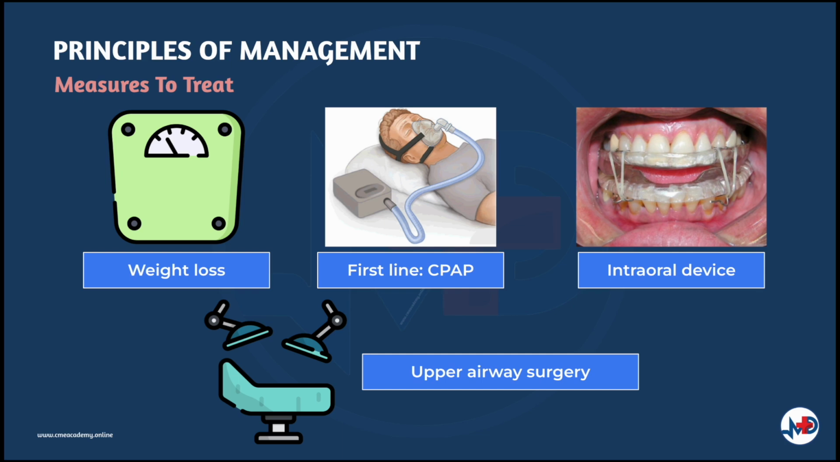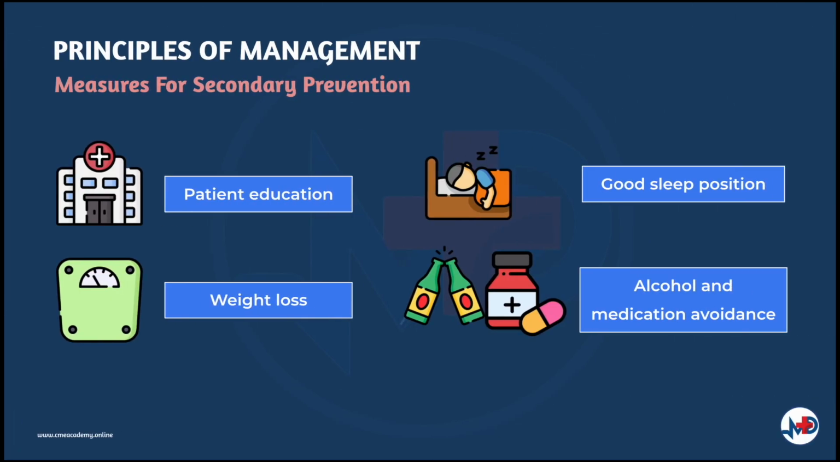If there is excessive daytime sleepiness or somnolence, upper airway surgery is considered, and do not forget to remind patients to inform the Driver and Vehicle Licensing Agency, or DVLA. Patients should be educated regarding their condition and advised behavioral modifications such as weight loss, practicing good sleep position, avoiding alcohol, and medications that may exacerbate their sleep apnea.